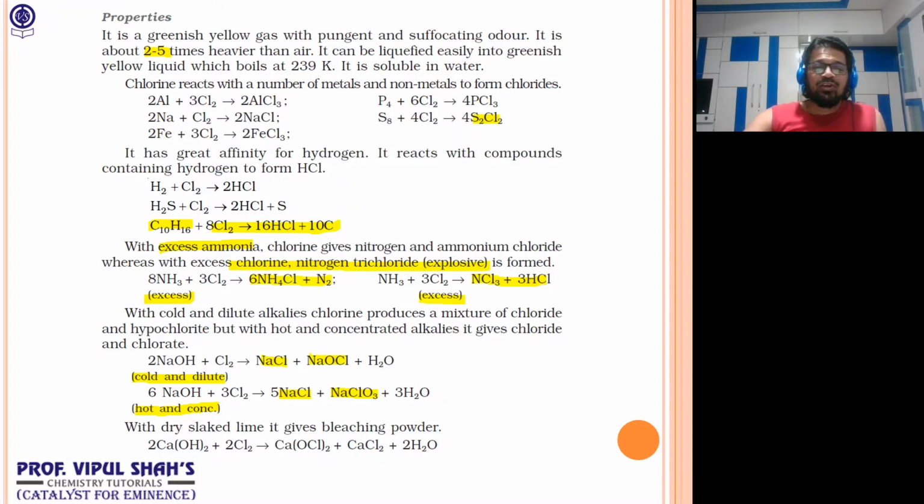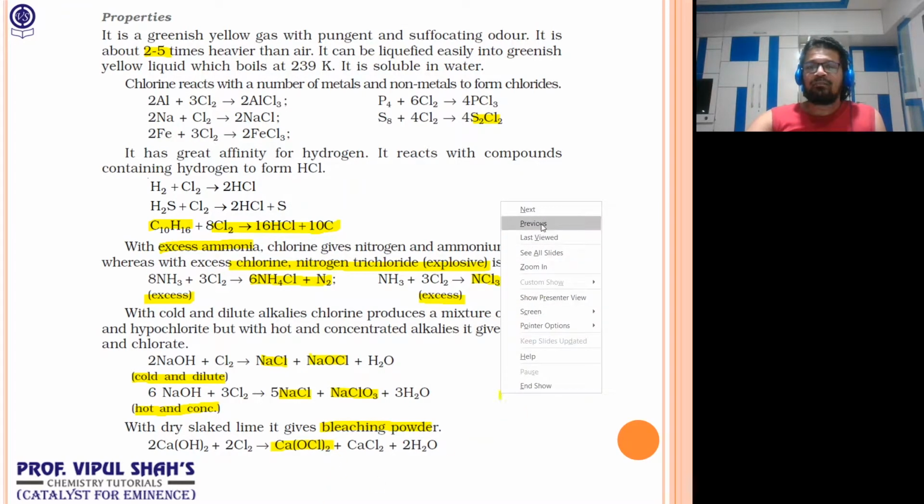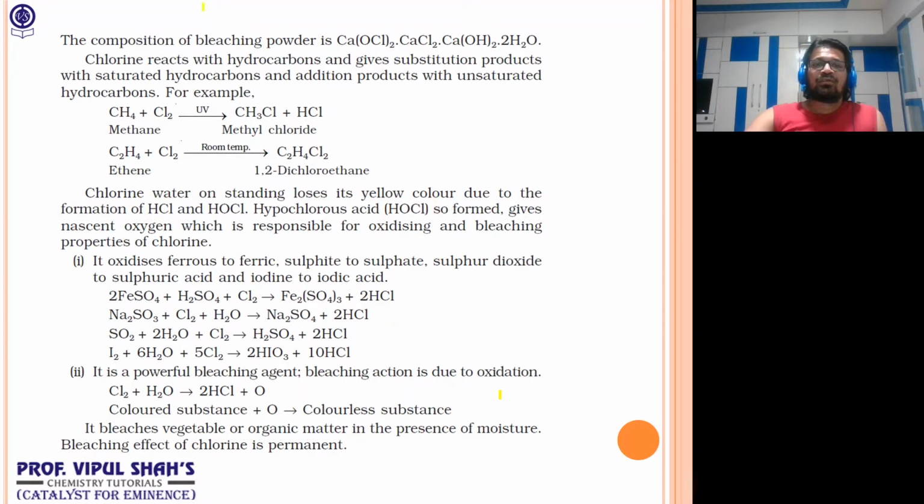And it says with dry slaked lime, that is calcium hydroxide, it gives bleaching powder. The bleaching powder formula is Ca(OCl)2, which we get. Okay, so these are the 2 important reactions of chlorine. Next, we have the composition of bleaching powder they have given. That is Ca(OCl)2 with calcium chloride, calcium hydroxide and 2 moles of water.